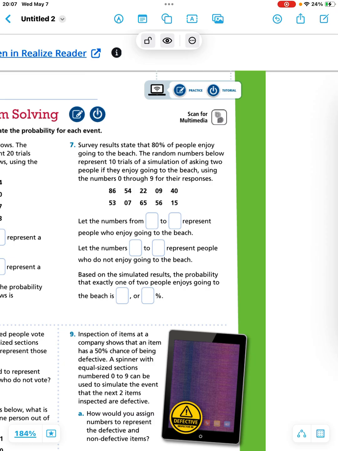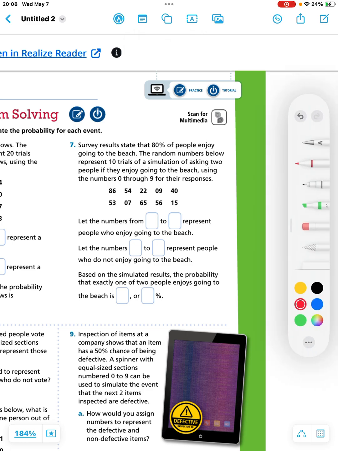Number 7 says, survey results state that 80% of people enjoy going to the beach. The random numbers below represent 10 trials of a simulation of asking 2 people if they enjoy going to the beach, using the numbers 0 through 9 for their responses. So with this, 80% of people like going to the beach.